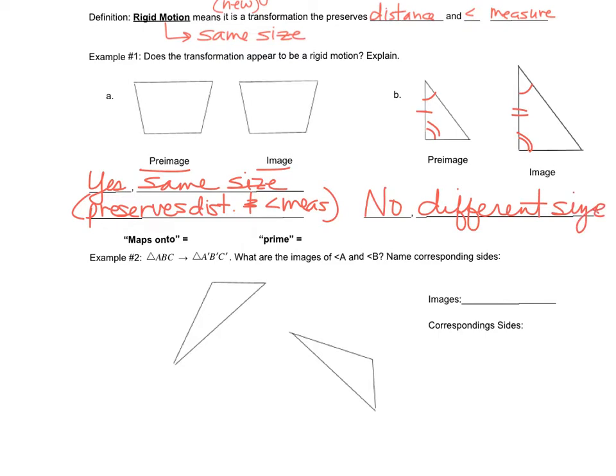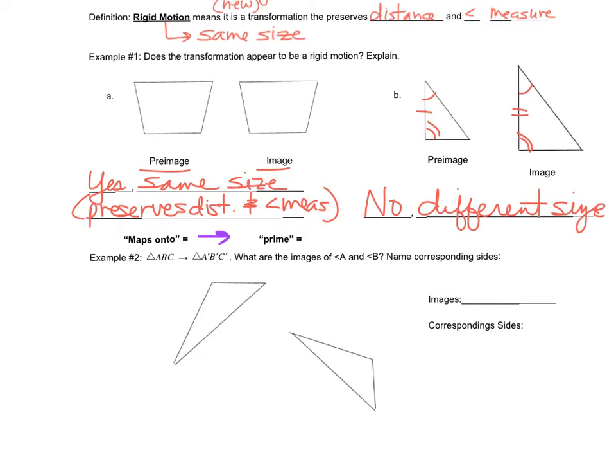Okay. So some of the terminology and symbols that you're going to see in this chapter, one of them is the phrase maps onto. So they'll say like triangle ABC maps onto triangle DEF. Maps onto is just an arrow. When you see an arrow, you think maps onto. Okay. The other one is prime.